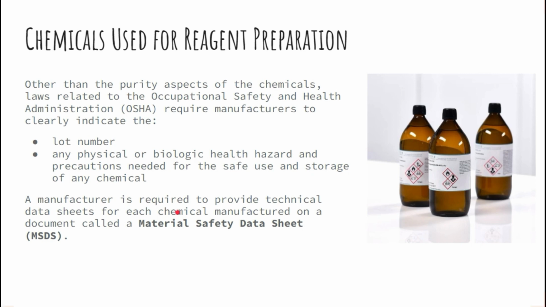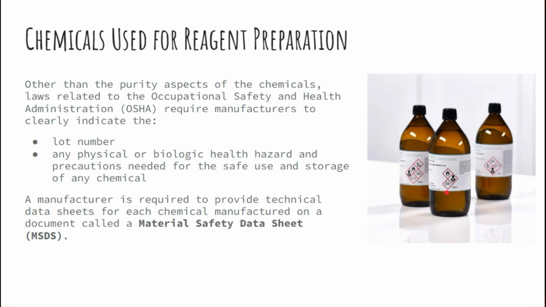Dapat daw po nakalagay ito doon sa bottle or di naman kaya sa label ng ating chemical. Kailangan daw po indicated ang lot number as well as any physical or biological health hazard and any precautions needed for the safe use and the storage of any chemical. So for example nga dito po sa picture, ayan meron tayo ditong mga hazard symbols. Kung baga, kailangan naka-indicate and madaling makita na merong hazard ang chemical na ito.